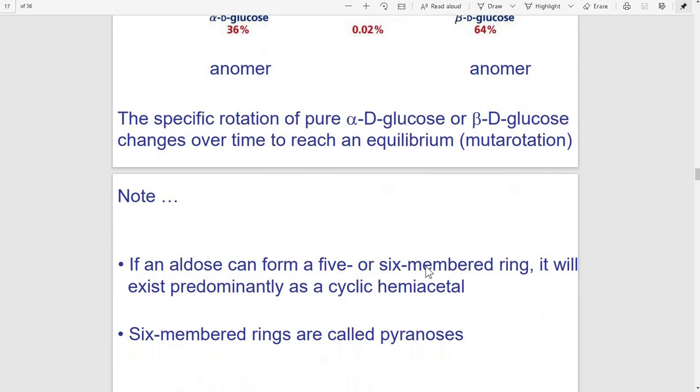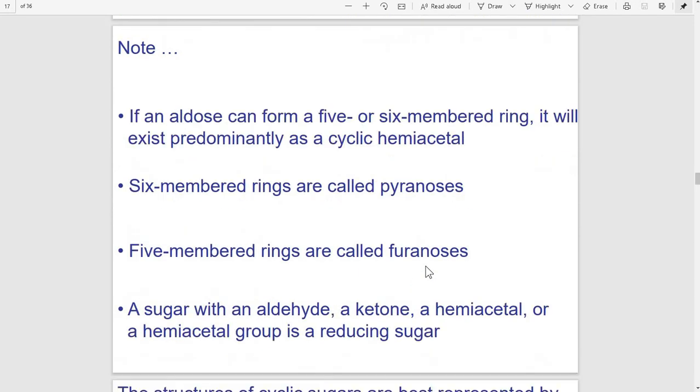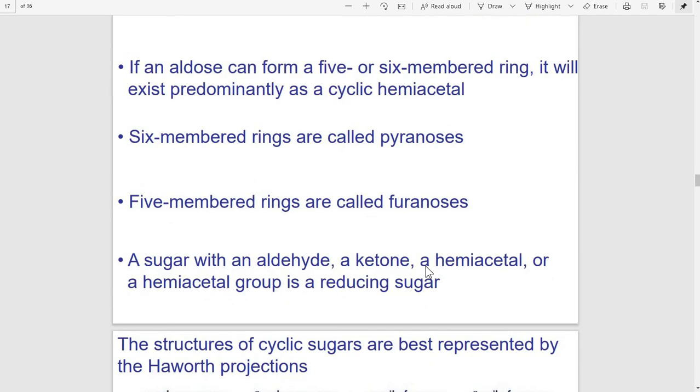Now see notes. If an aldose can form a 5 or 6 membered ring, it will exist predominantly as a cyclic hemiacetal. 6 membered rings are called pyranose and 5 membered rings are called furanose. A sugar with an aldehyde, a ketone, a hemiacetal or hemiketal group is a reducing sugar. Okay, remember those points.